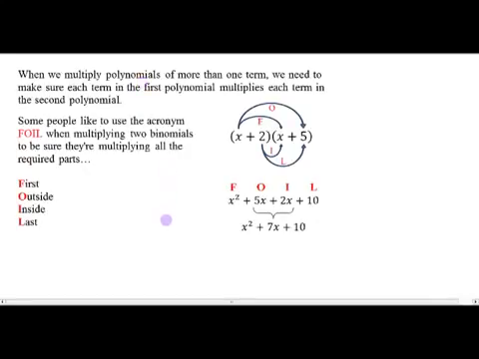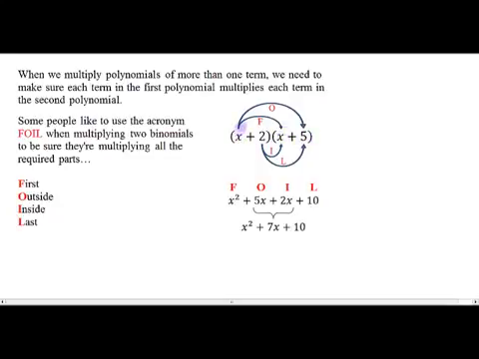When we multiply polynomials of more than one term, we need to make sure each term in the first polynomial multiplies each term in the second polynomial. Some people like to use the acronym FOIL when multiplying two binomials to be sure that they're multiplying all the required parts. So here we're multiplying x plus 2 times x plus 5.